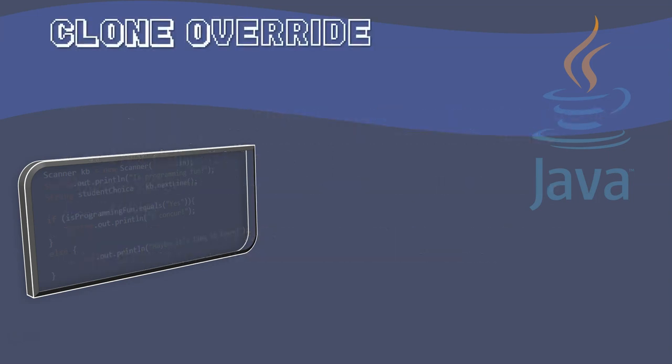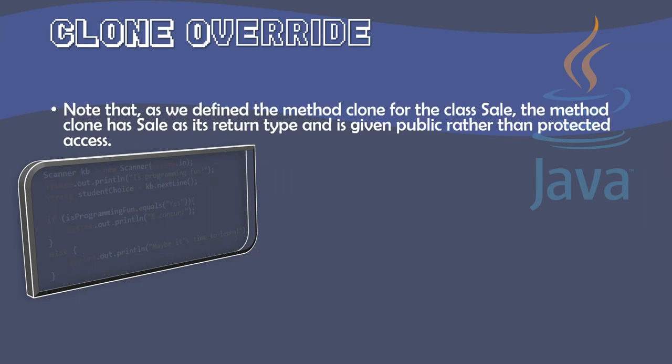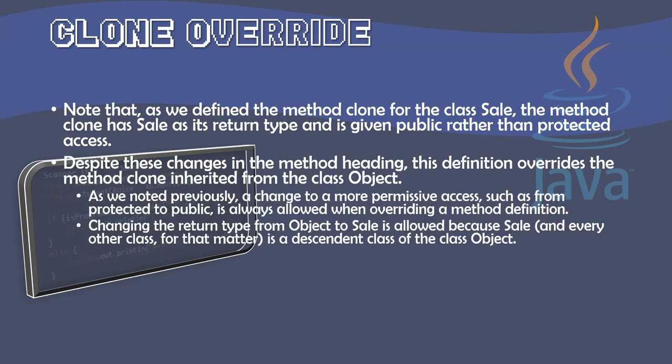Now, as we talked about, the clone method does override, because if we look at the example that we gave for the class Sale, it has Sale as the return type and it's giving public rather than protected access. Remember, the original object class had protected access. Now, despite the changes in the method heading, this definition does override the method clone that was inherited from the class Object. And as we noticed previously, a change to a more permissive access, such as public, is always allowed when you're overriding a method definition. And changing the return type from Object to Sale is also allowed because Sale, and every other class for that matter, is a descendant of the class Object.